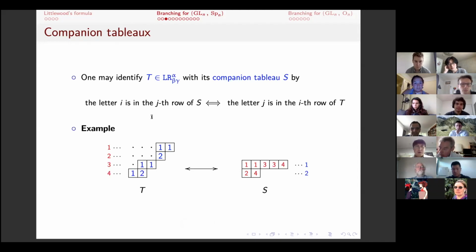For example, consider the LR tableau T. Then the letter 1 appears in the first, third, and fourth row of T. So the first row of S is 1, 1, 3, 3, 4. Then in the same way, the second row of S is given by 2 and 4.